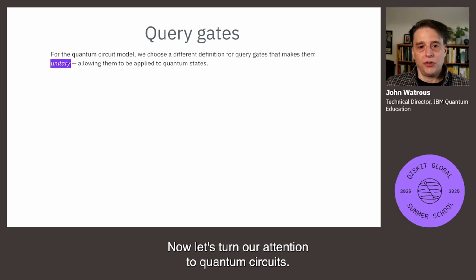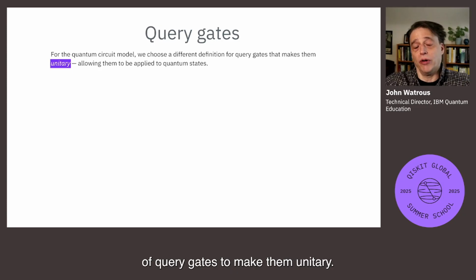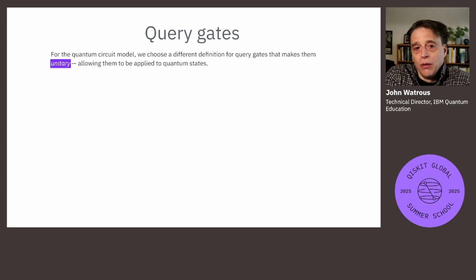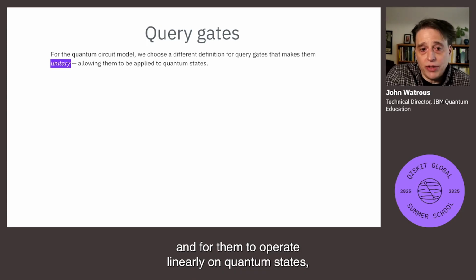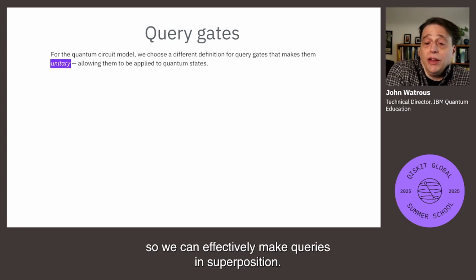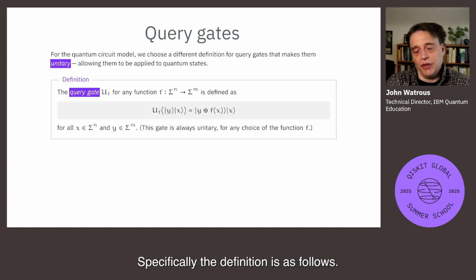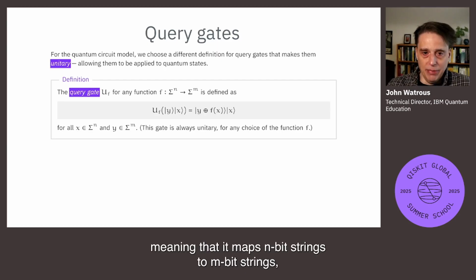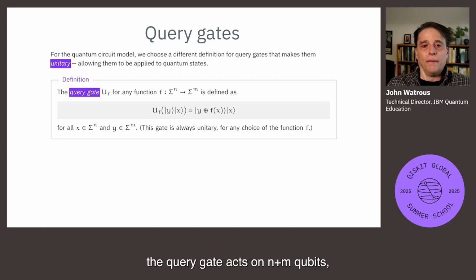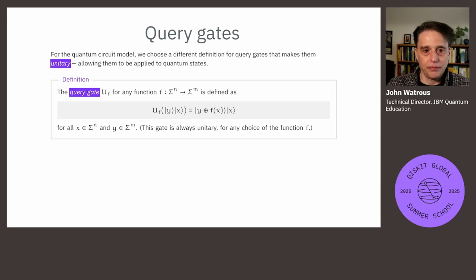Now let's turn our attention to quantum circuits. For quantum circuits, we're going to change our definition of query gates to make them unitary. We want to be able to make queries within quantum circuits and for them to operate linearly on quantum states, so we can effectively make queries in superposition, so that's the reason for doing this. Specifically, the definition is as follows. Given any function of the same form as before, meaning that it maps n-bit strings to m-bit strings, the query gate U_f acts on n plus m qubits, and is defined by the action described here on standard basis states.